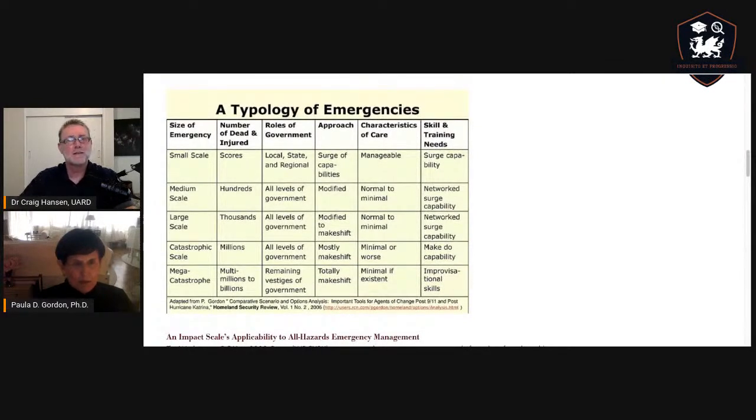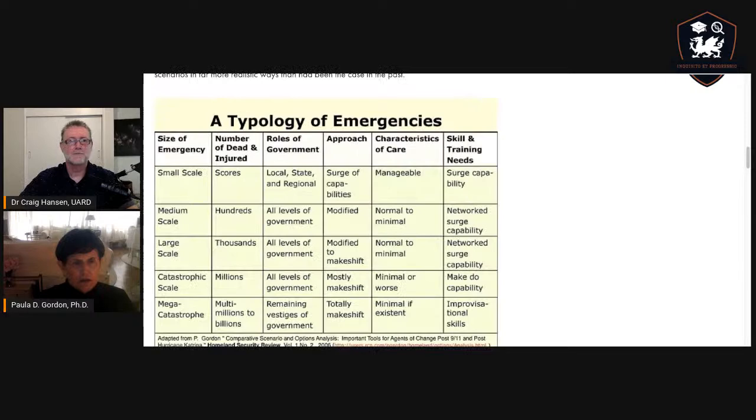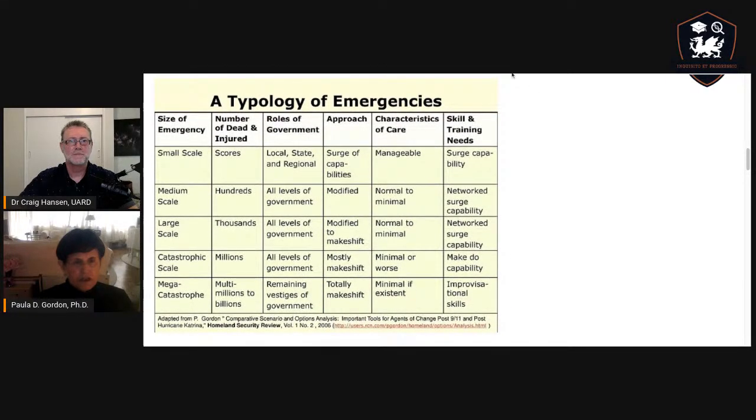Yes. This came about when I was working as a full-time consultant to FEMA, and it occurred to me that there was such a concentration on large scale and medium scale emergencies that this kind of precluded any attention to larger scale catastrophes, which could involve millions of people, if not more. And so I developed this way of looking at emergencies and the multi-tiered nature of them.